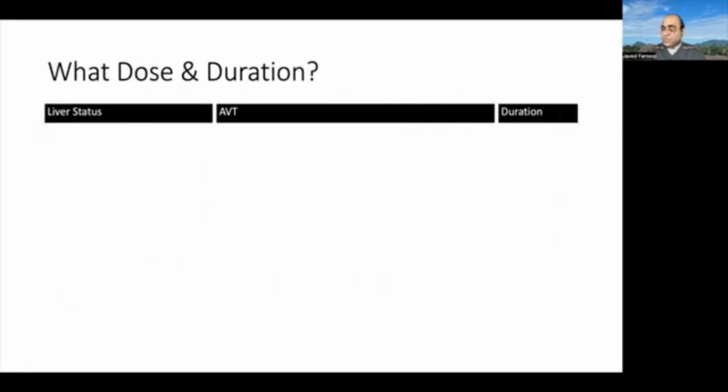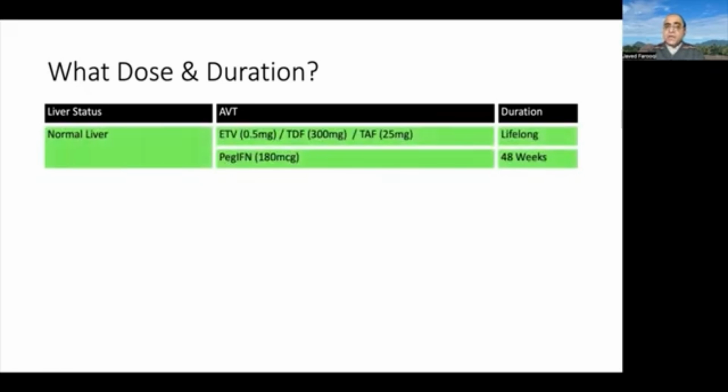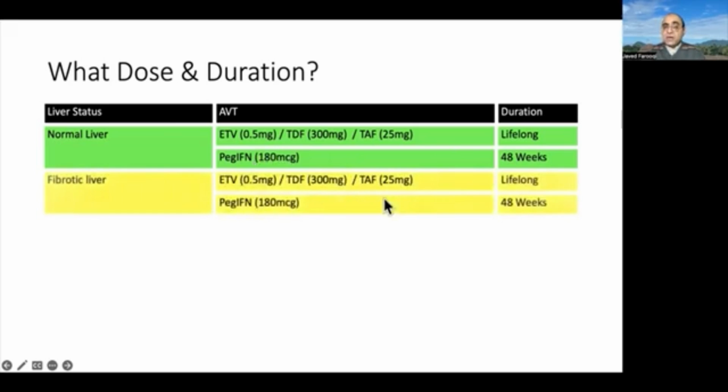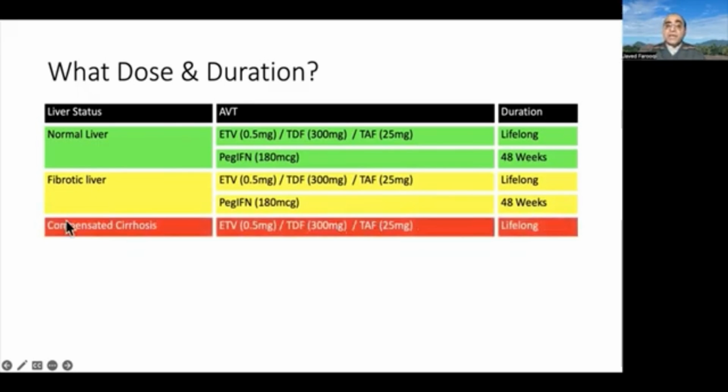What dose and duration? This is important. If the patient's liver is normal, entecavir is given at 0.5 milligram, TDF 300 milligram, TAF 25 milligram, lifelong, and pegylated interferon 180 microgram for 48 weeks. If the patient has a fibrotic liver, again entecavir, TDF, TAF, and pegylated interferon dose remains the same and duration remains the same. In compensated cirrhosis, entecavir 0.5 milligram, TDF 300, and TAF 25 milligram, again lifelong.